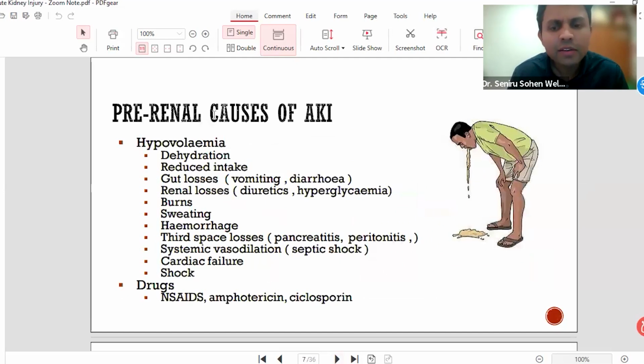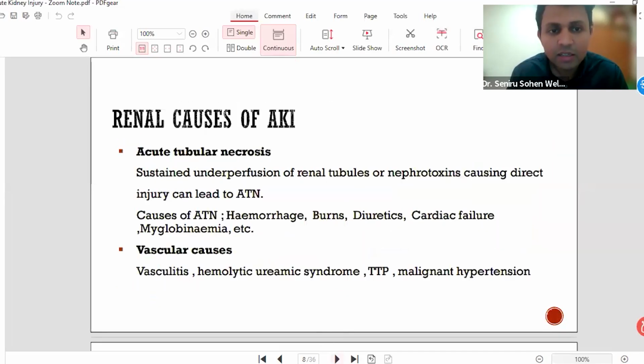Right. Then we have pre-renal causes. This is what I was talking about: hypovolemia with dehydration, gut losses, shock, and then third space losses. Then there could be features like cardiac failure or cirrhosis, where there is hypervolemia but reduced perfusion to the kidneys. Then I was talking about drugs interfering with glomerular hemodynamics: NSAIDs, cyclosporine, and angiotensin 2 receptor blockers.